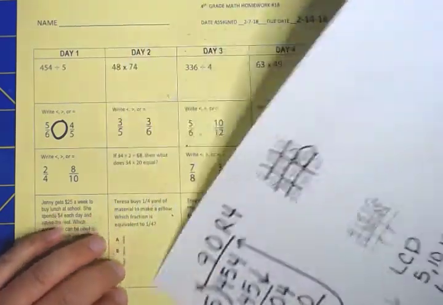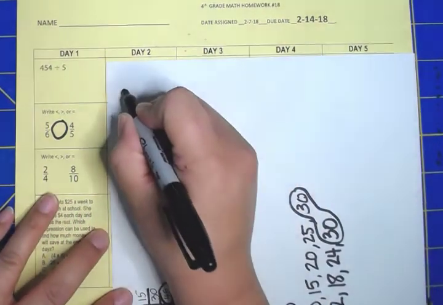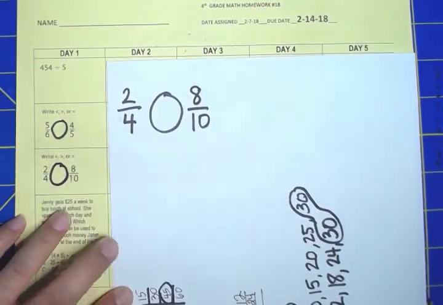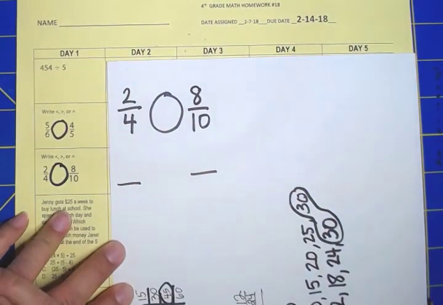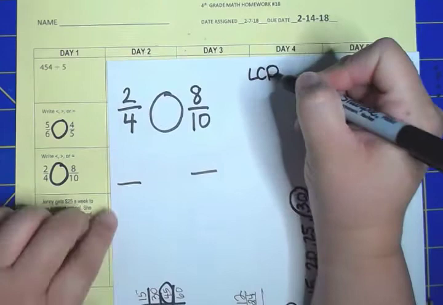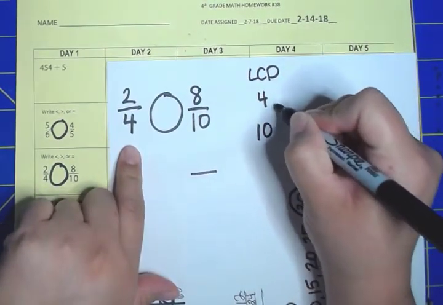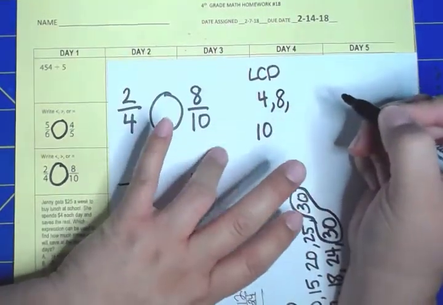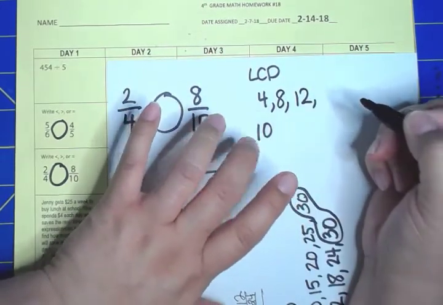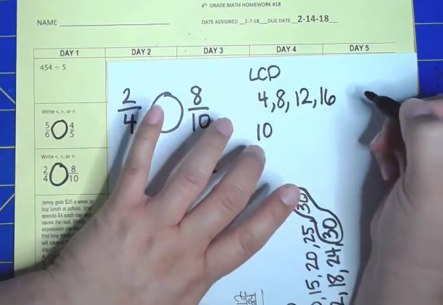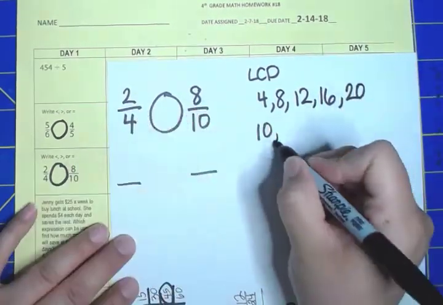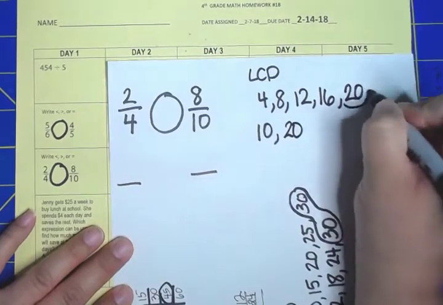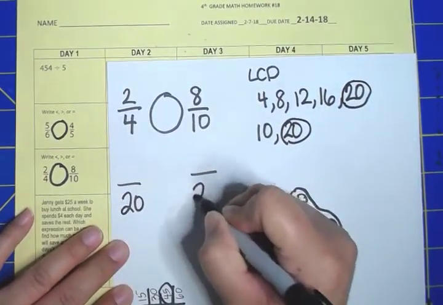All right, the next problem for day 1. It's 2/4 and 8/10. Again, you have to find the lowest common denominator. So, let's write multiples of 4 and multiples of 10. So if you have to, count on your fingers. 4, 5, 6, 7, 8, 9, 10, 11, 12, 13, 14, 15, 16, 17, 18, 19, 20. And I'm going to stop right there because I know that when I'm counting by tens, my next number is going to be 10, 20. So my lowest common denominator is going to be 20.